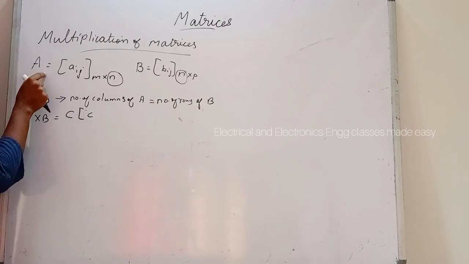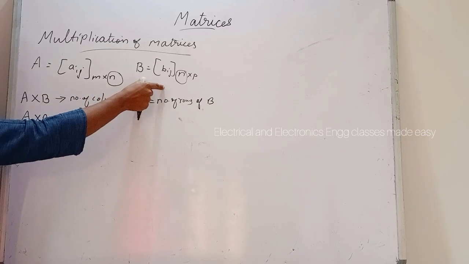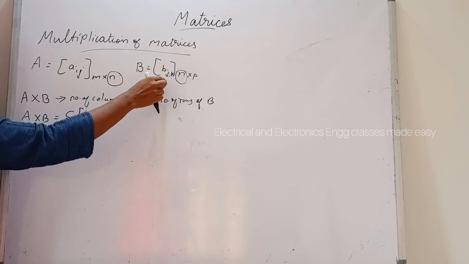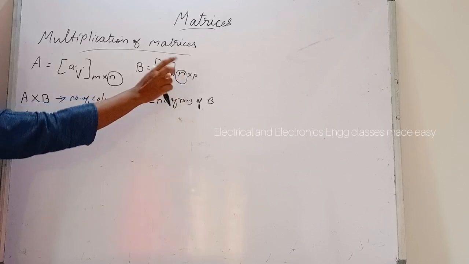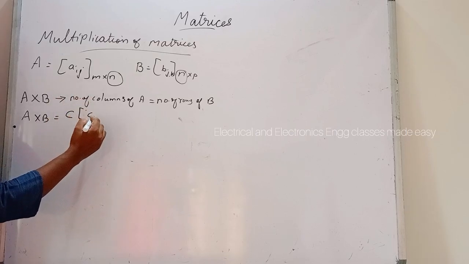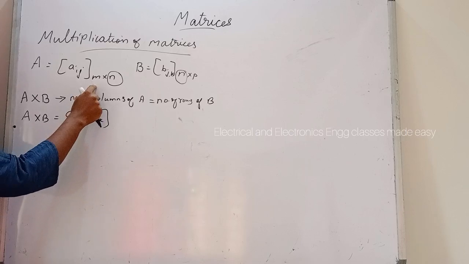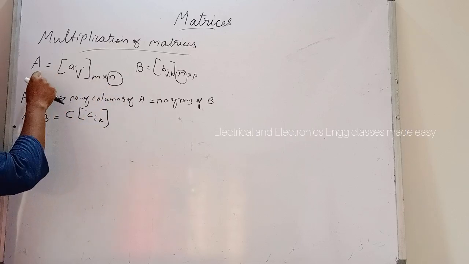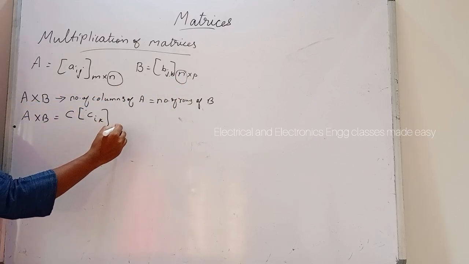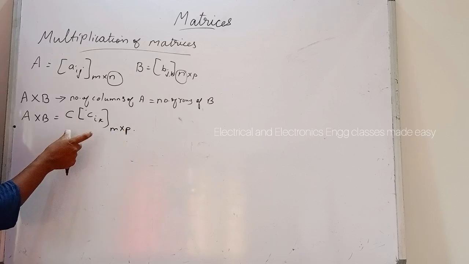so here matrix A is Aij with order m by n, and here matrix B is bjk with order n by p. Then the resultant matrix C is cik with order the rows of matrix A and columns of matrix B, that is m by p will be the order of the resultant matrix C.